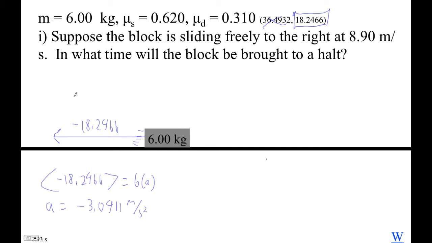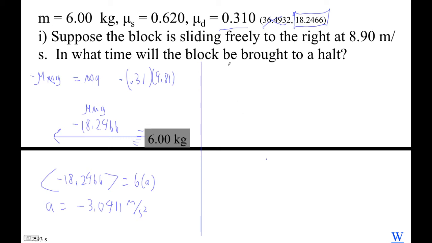Now, it's interesting to note at this point that this was just mu times m times g. Literally what we did is we said negative mu times m times g equals ma. That's what we're doing here. Notice the mass cancels, so our acceleration should just be negative 0.31 times 9.81. Just take your calculator and do that: negative 0.31, the coefficient of friction, times 9.81. You get exactly the same number. So that's a shortcut you can use if it's just sliding freely.